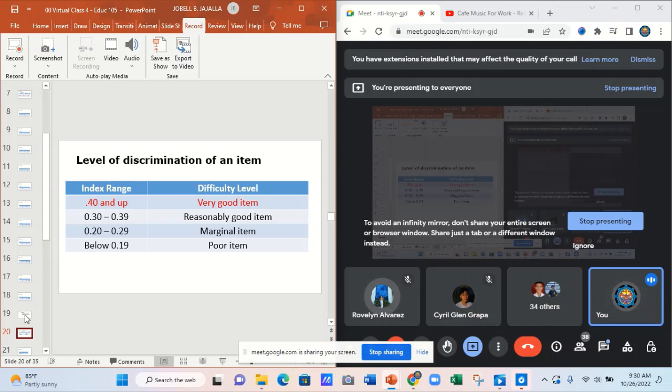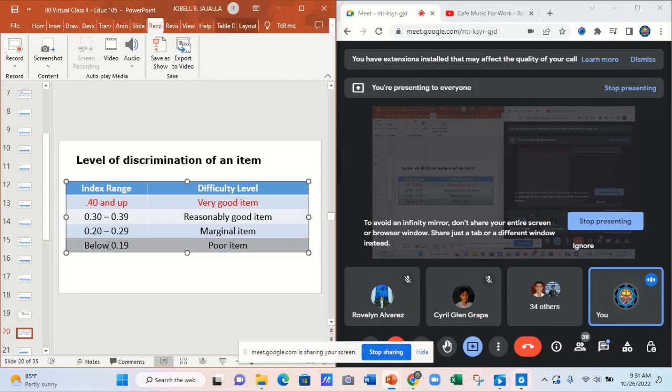So, class, here is the table of interpretation for the discrimination index. Again, you memorize the table. Memorize that table because in your examination, you are not allowed to bring your notes. So, you have to memorize all the interpretation tables because 90% of this will come in handy in your examination taking. Now, let's start from the lowest. We regard an item as a poor item if its discrimination index is below 0.19. That includes negative values like -1, -0.35, -0.36.